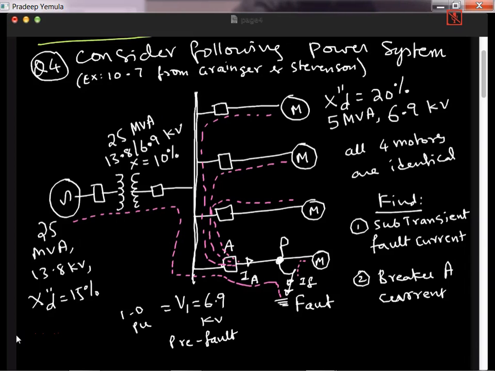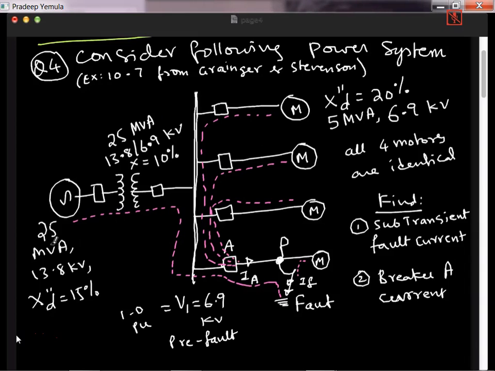Okay, so that's the question. Find out the breaker current and this one. And finally, if I'm using a circuit breaker, what is the rating of the circuit breaker? Okay, so very quickly, we have about 3 to 4 minutes left, so I'll try to conclude in that time. I'll do a little bit fast calculation. Please try to follow me.